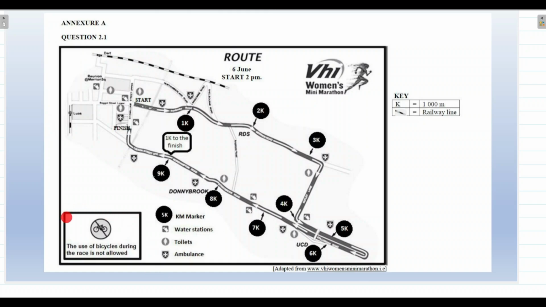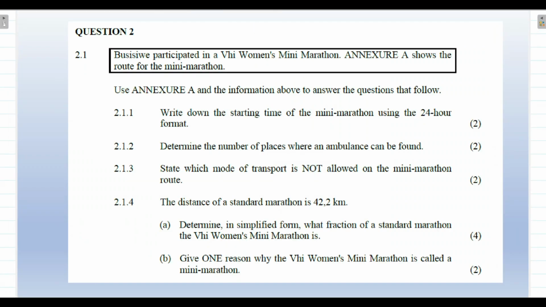And we also see here at the bottom left, the map tells us that the use of bicycles during the race is not allowed. So the ladies are not allowed to use any bicycles during the race. Okay, so we've basically analyzed the annexure A of this map that is given to us, right? And I think we're ready to have a look at the questions.